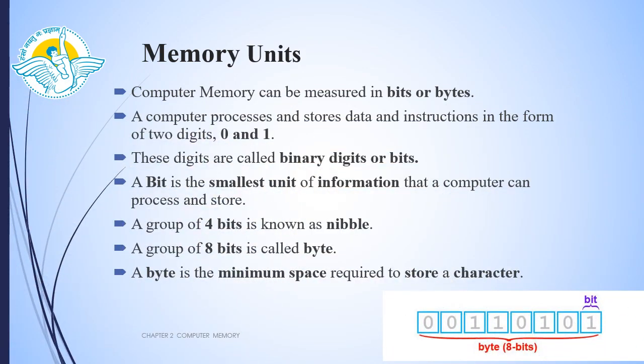Now we are going to see the memory units of the computer memory. Computer memory can be measured in bits or bytes. A computer processes and stores data and instructions in the form of two digits 0 and 1. These digits are called binary digits or bits. A bit is the smallest unit of information that a computer can process and store.